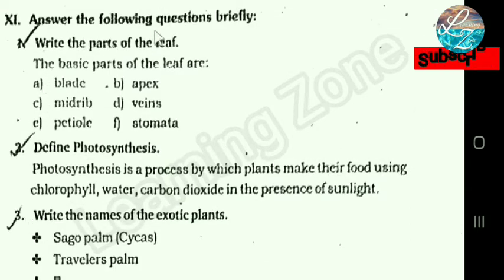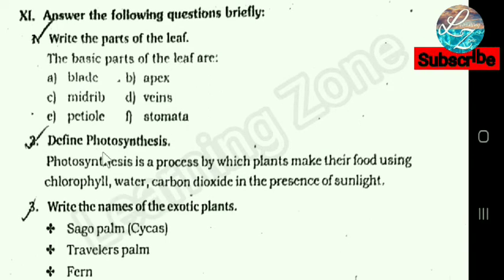Answer the following questions briefly. Write the parts of the leaf. The basic parts of the leaf are blade, apex, midrib, veins, petiole, stomata. Define photosynthesis. Photosynthesis is a process by which plants make their food using chlorophyll, water, carbon dioxide in the presence of sunlight.